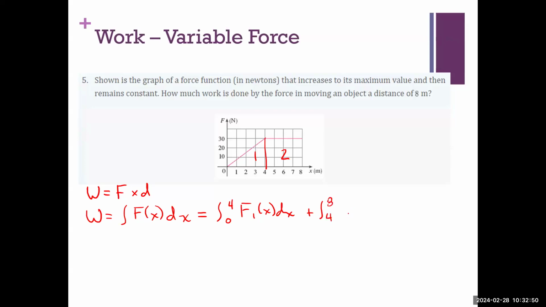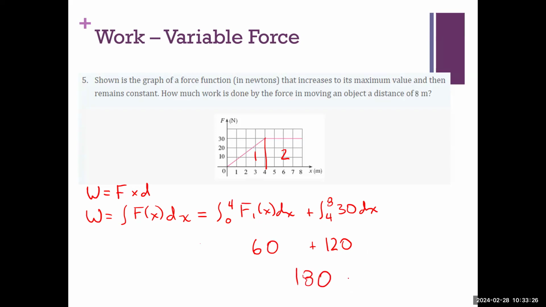And for that one, I think I really could simply just say 30 dx, right? Is that fair for the second one? I don't really have a variable force for the second half of this. So I believe this one becomes 120. And this one is, what, 4 times 30 divided by 2? 60 plus 120, or 180 somethings.